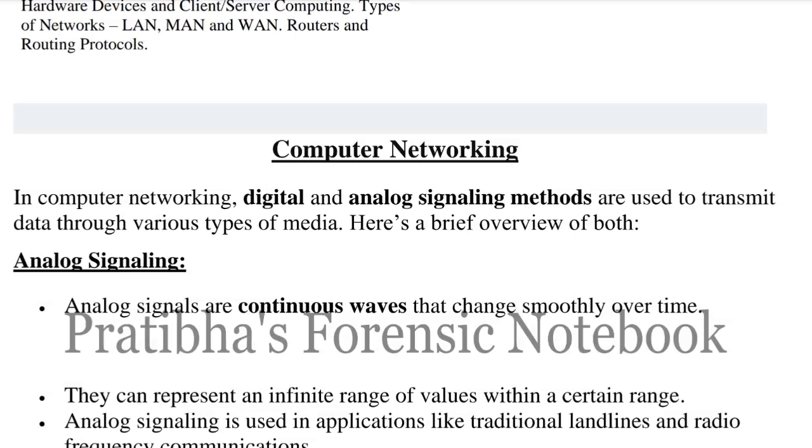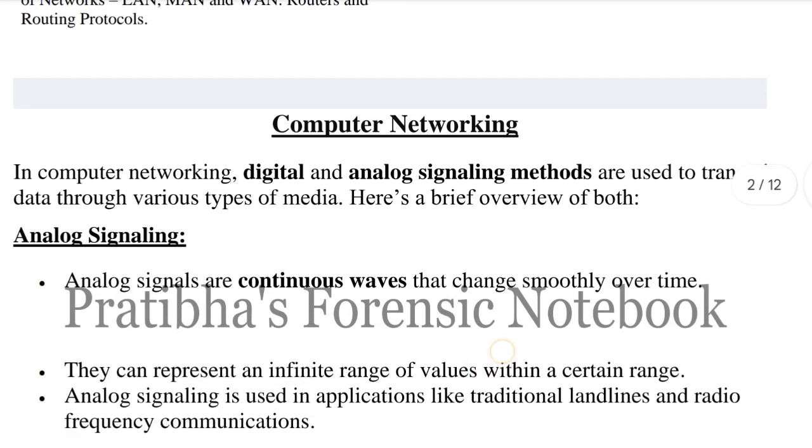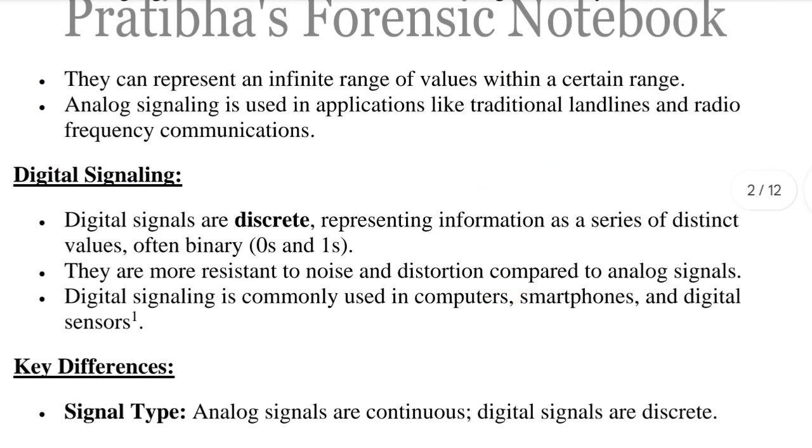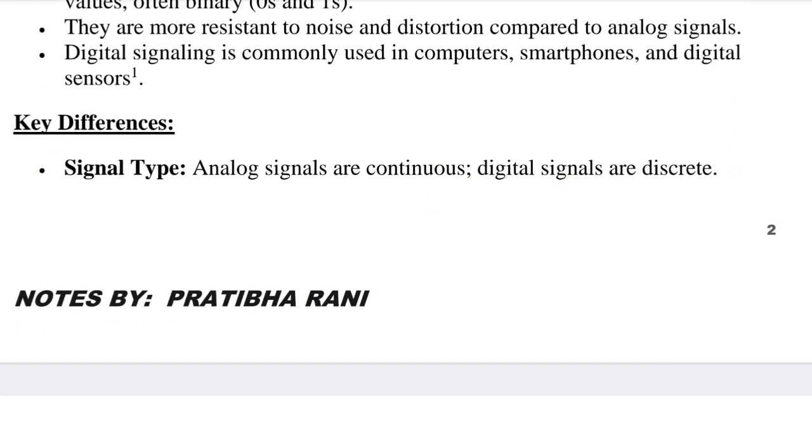Analog represents continuous data using various voltage levels or waveforms, and digital signals represent discrete data using binary values 0 or 1. As we all know, digital signals are used in computers, smartphones and digital sensors. I have written some key differences here, like signal type. Analog signals are continuous and digital signals are discrete.